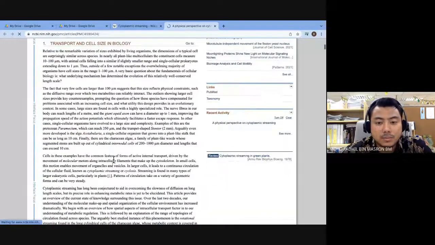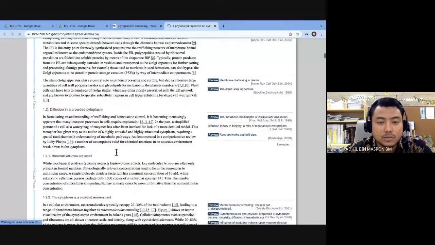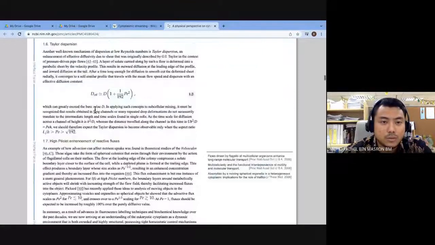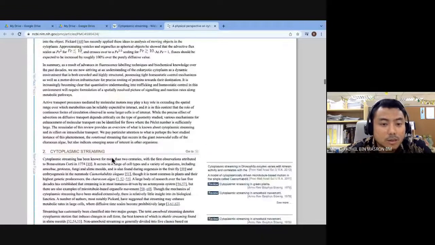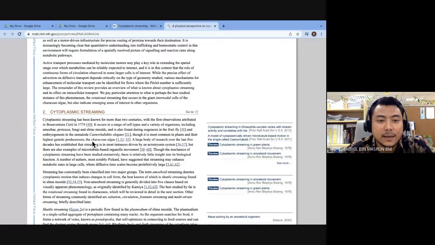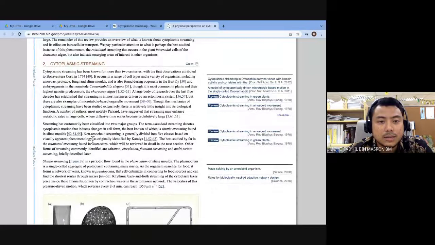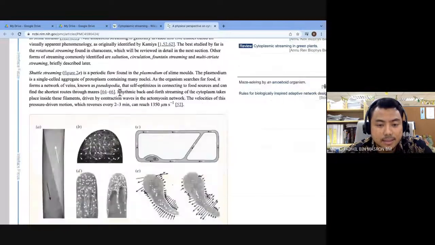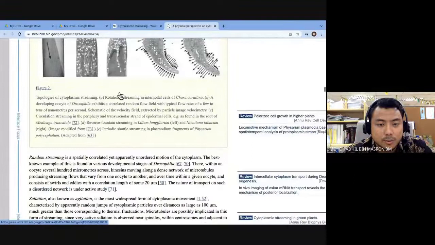Tapi nak harap korang baca banyak ni memang dah pengsan tergolek-golek dulu lah. Okay, nampak. So ini adalah semua scientific finding dengan rumus dia, formula dia, Taylor dispersion, hypex enhancement, reactive fluxes, bla bla bla, cytoplasmic streaming. Kat sinilah yang diorang tu baca dan diorang tulis, cytoplasmic streaming has been for more than 2 centuries with the over bla bla bla. So dekat sinilah dia dapat maklumat tersebut.